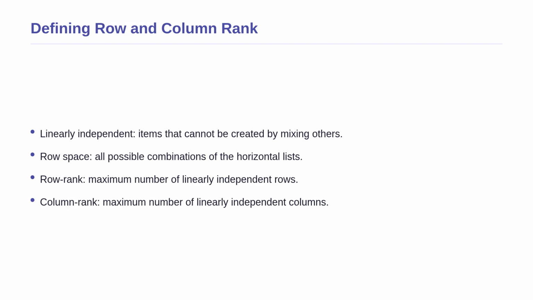Now that we understand the intuition, let us define this formally. We use the term linearly independent for a set of items where none can be created by mixing or scaling the others. If we look at the horizontal lists of numbers in a matrix, the maximum number of linearly independent rows is called the row rank. Similarly, looking vertically, the maximum number of linearly independent columns is the column rank. Simply put, if you cross out every redundant row or column, what you have left is your rank.